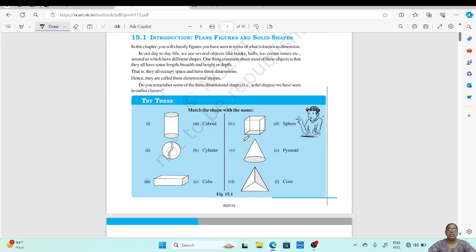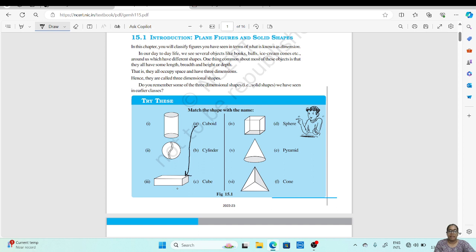First let us take three-dimensional shapes. In this exercise, we can see the three-dimensional shapes in figure 15.1. Let us see which are the figures, and then we will try to match the figures with the correct names. So what is a cuboid? A cuboid is basically the three-dimensional shape of a rectangle. So this diagram represents a cuboid.